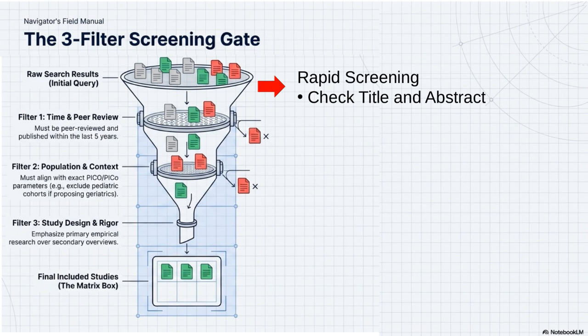On this slide, we are focusing on the process of rapid screening, which is essential for quickly evaluating large volumes of research. The key step here is to check both the title and the abstract of each paper. This allows us to efficiently determine whether the study is relevant to our specific research questions or criteria without having to read through the entire document.